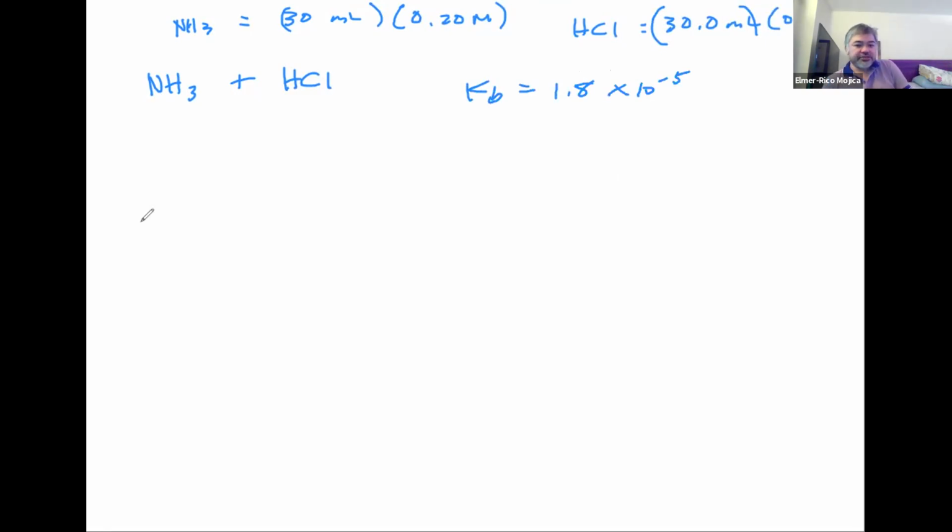So the first thing that we're going to do is maybe we can look at the reaction. So it's just NH3 reacting to produce. Okay, so HCl will give you H plus and Cl minus, and this will produce NH4 plus as one of them. Okay, so what are we going to do?